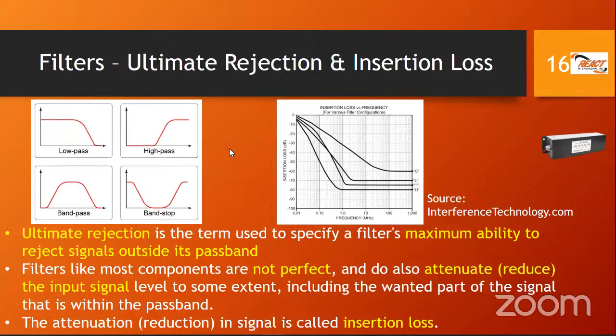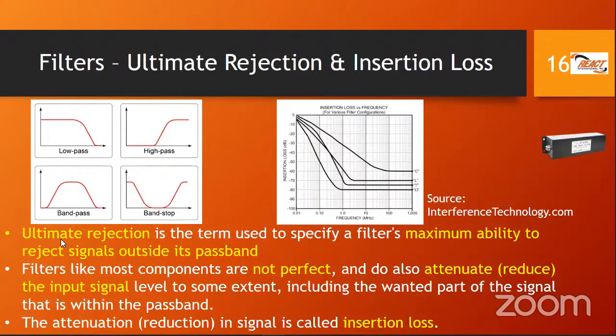Another couple of important items to discuss when we deal with filters is ultimate rejection. And no, that's not when you get blank. It's a parameter, a feature of filters, ultimate rejection. And the other one is insertion loss. Anytime we put something into a circuit, there is some loss likely to be associated. So for filters, the same thing. When you insert your filter, you have that loss.